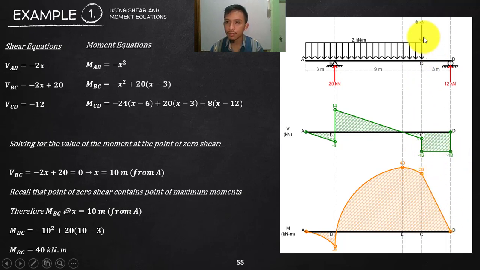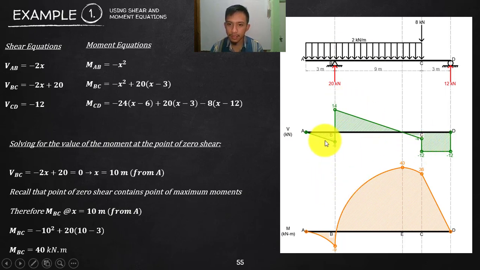So how do you know that that is constant? Again, there is no loading, so the shear here is constant. That is how to draw your shear and moment diagram, and how to know if that is a straight line, a curve, or going up, going down. So again, that is going down. Slope is negative, going down.